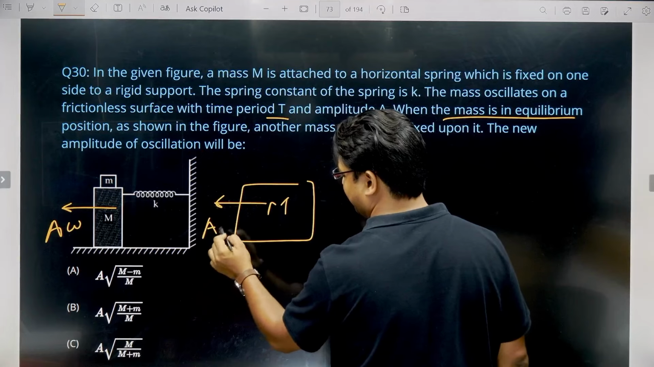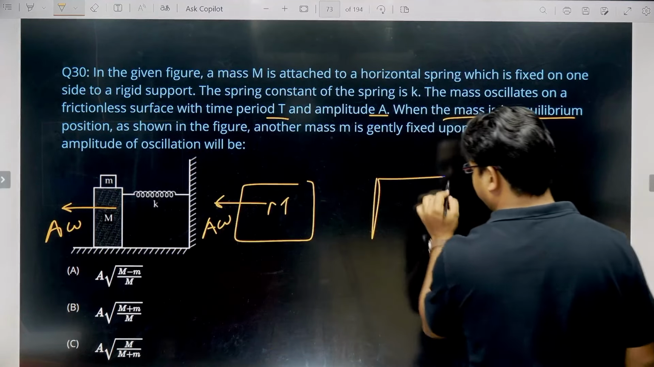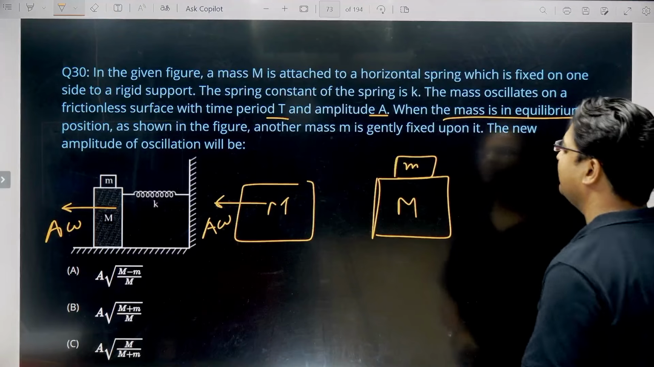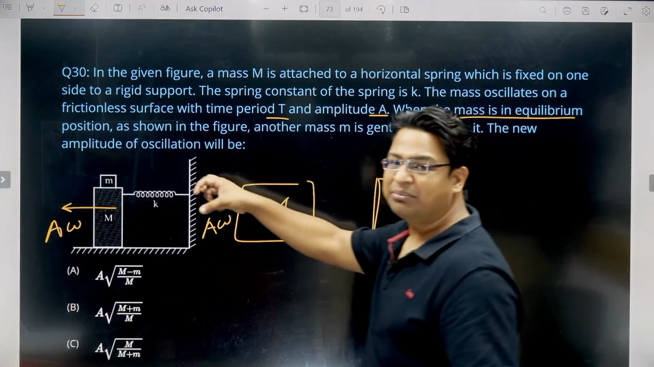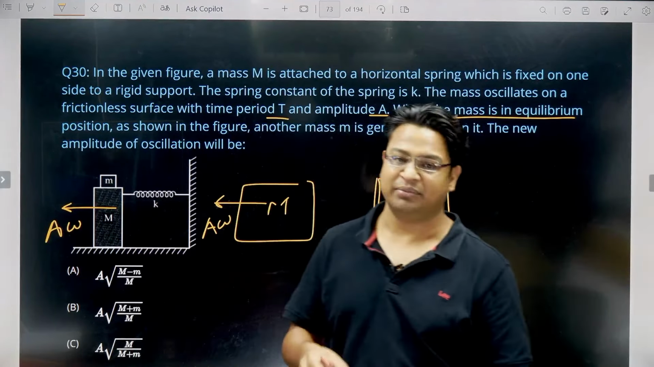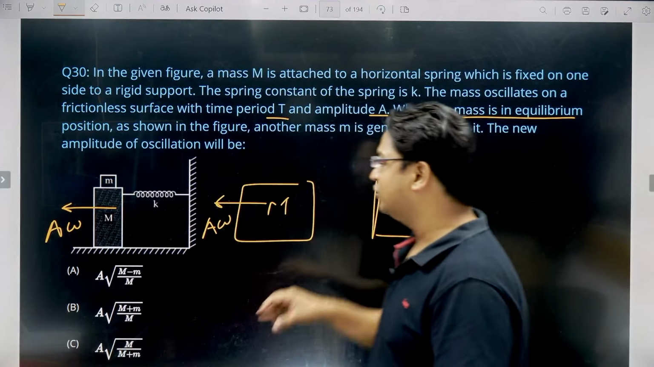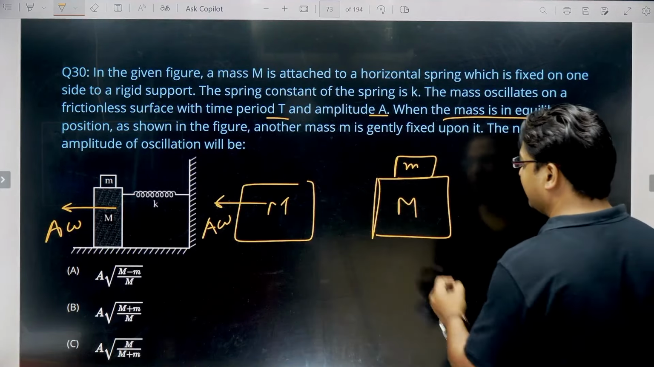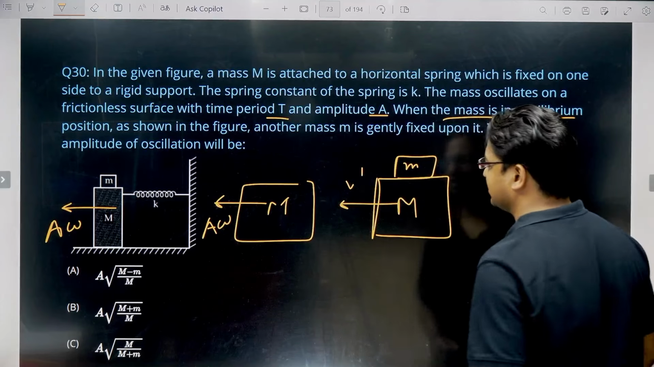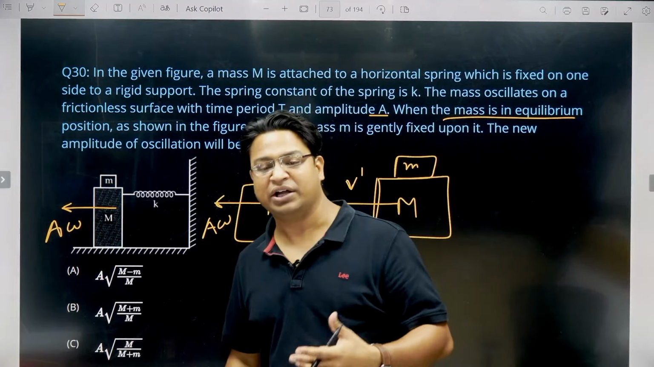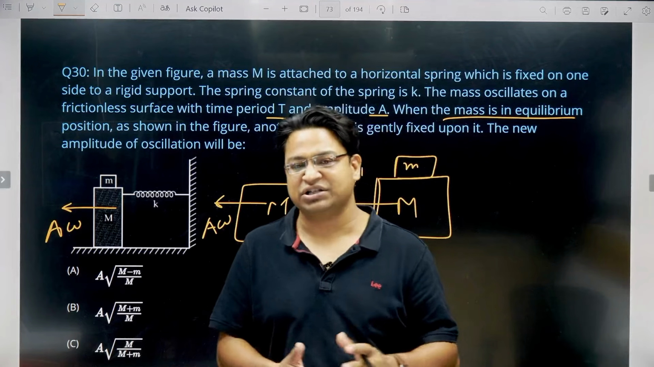So this block of capital mass was, let's say, passing in a particular direction with a speed of A omega, and then we placed a mass on it gently. What does gently mean? It means that the smaller mass itself did not have any kind of momentum. We attached it, and the lower block just carried the upper block with itself, but that will result in a change of speed. Notice that this situation is almost similar to an inelastic collision.